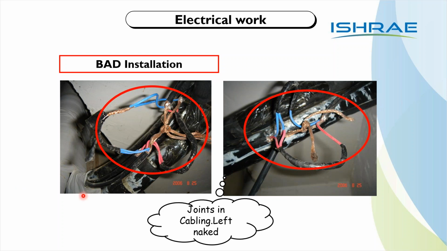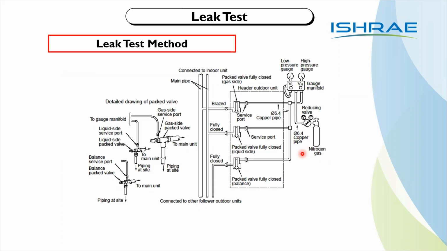Use one single strand cable if possible, or if you have to have a joint, there are ways and means to join the copper wire. Follow those procedures only. If you can, use a small junction box here, have a connector there, and join the two wires with a connector rather than just putting insulation.